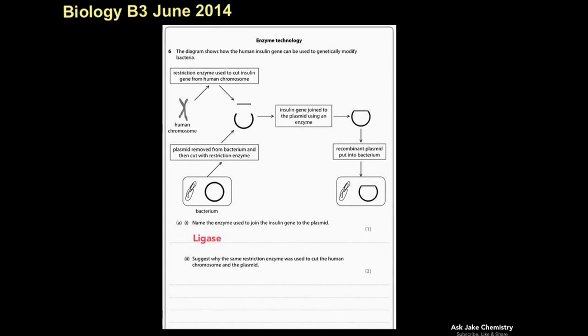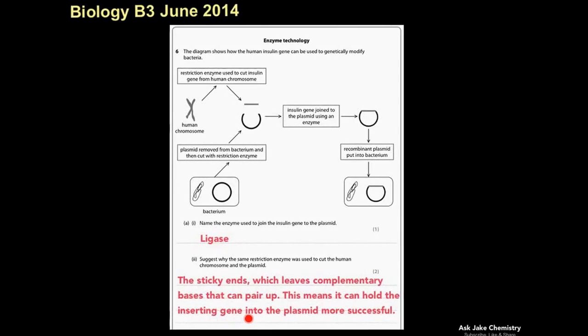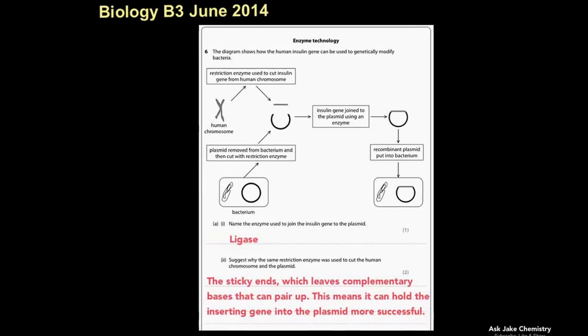The next part of the question says, suggest why the same restriction enzyme was used to cut the human chromosome and the plasmid. For the 2 marks, you would need to say 2 things. The sticky ends, which leave complementary bases, can pair up. This means it can hold the inserted gene into the plasmid more successfully.